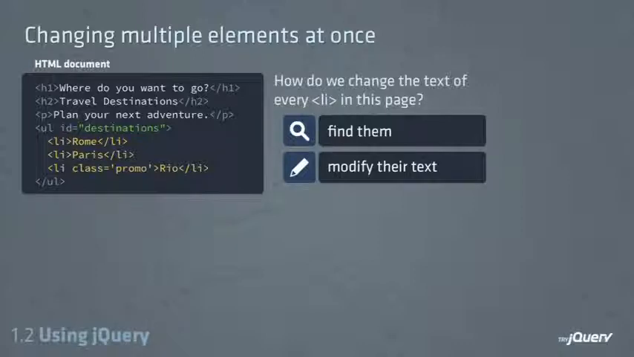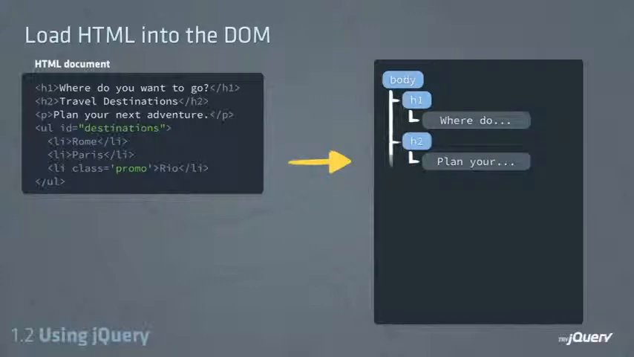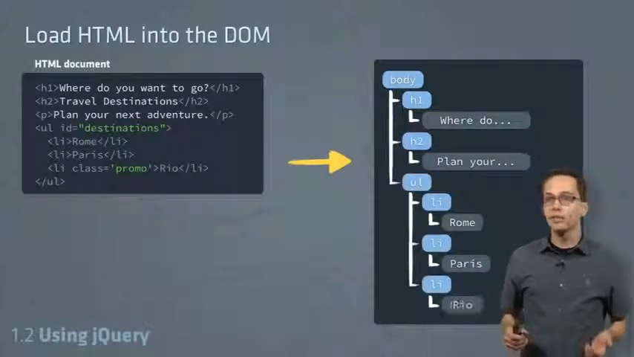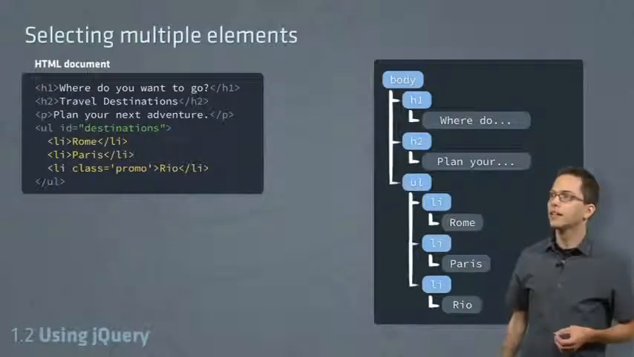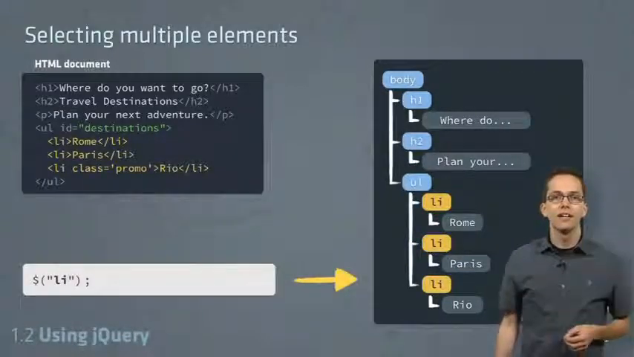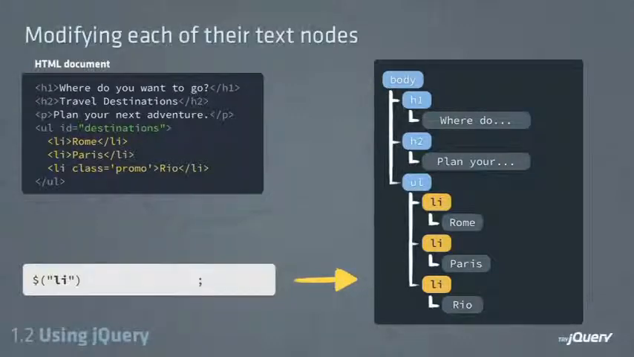Let's take a look at the DOM on this web page. First, let's figure out what the DOM looks like. So there's our tree. To select all these LIs, we don't need 3 lines of code. We just need 1. We just specify LI, just like that, and it returns a jQuery object of all of the LIs. If we want to change their text nodes all to Orlando, we simply send in the string Orlando. There we go.